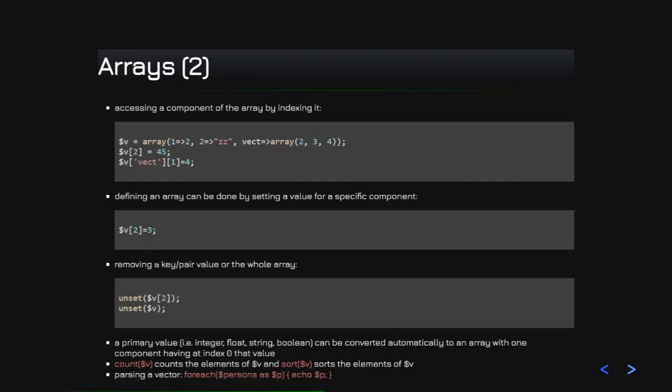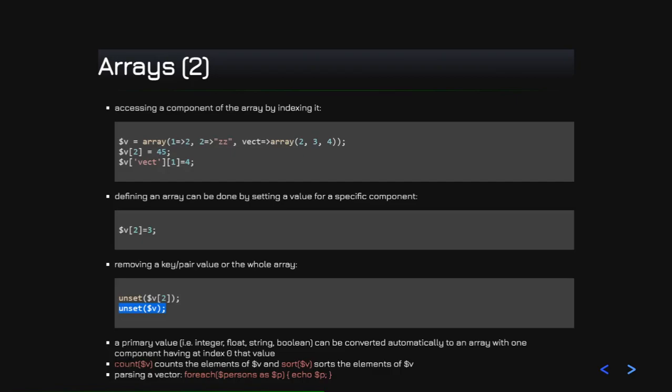We can remove a key value pair from an array using unset and the actual element or component, or we can remove the whole array using unset $v, like this. Any primary value, like boolean, integer, float, string, can be converted automatically to an array with only one component, having that value at index 0.